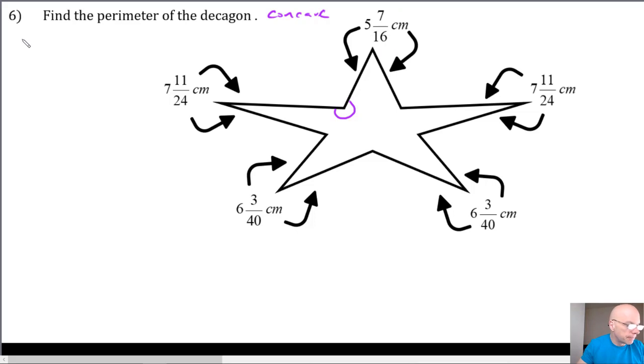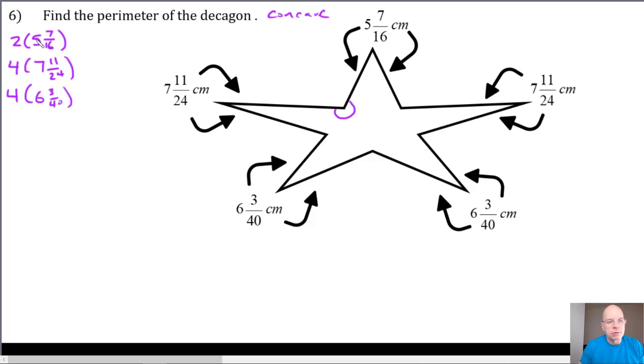In other words, there are 2 of these sides that are 5 and 7/16 centimeters long, and there are 1, 2, 3, 4 sides that have a side length 7 and 11/24 centimeters, and there are also 4 side lengths that have a length of 6 and 3/40.